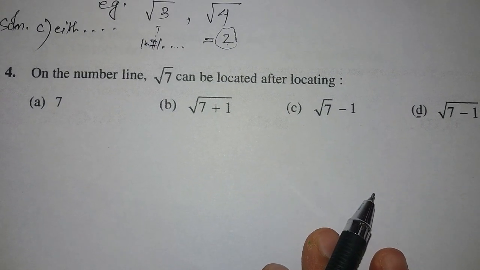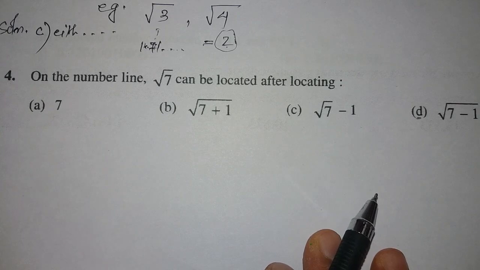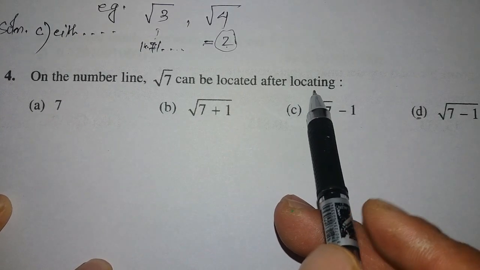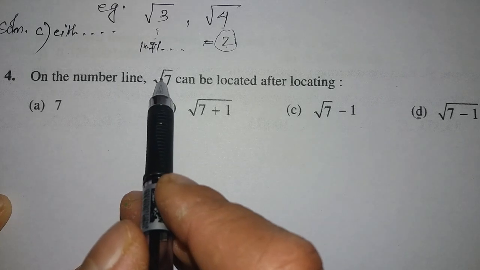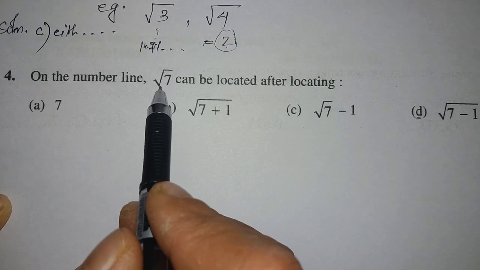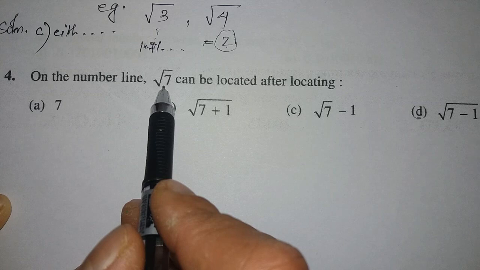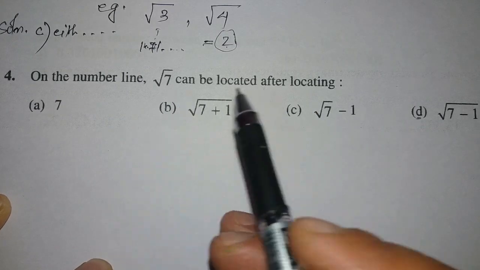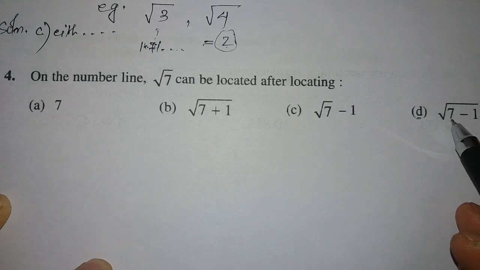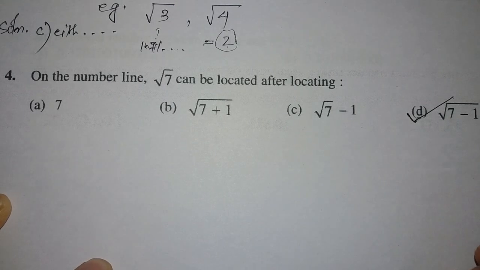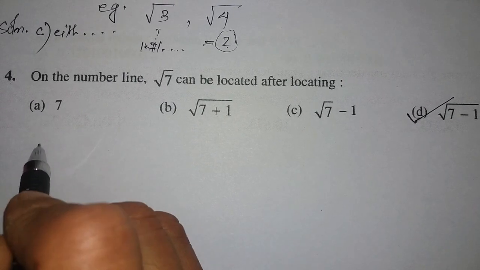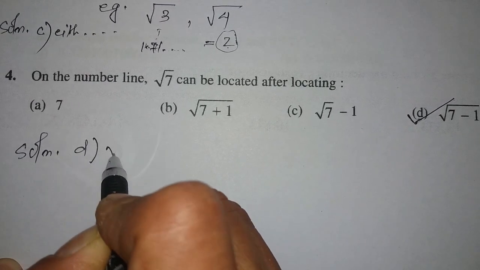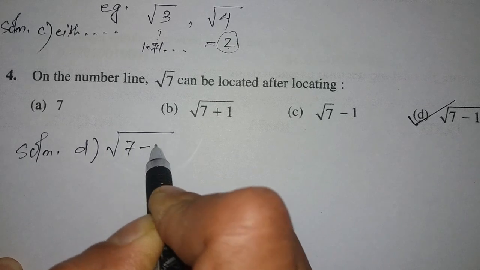Now question number 4. On the number line, root 7 can be located after locating... Okay, this is similar to question number 2. So if you want to locate square root 7, then you have to first locate square root 7 minus 1, square root 6, that is 7 minus 1. So this is our solution. So the solution is 7 minus 1.